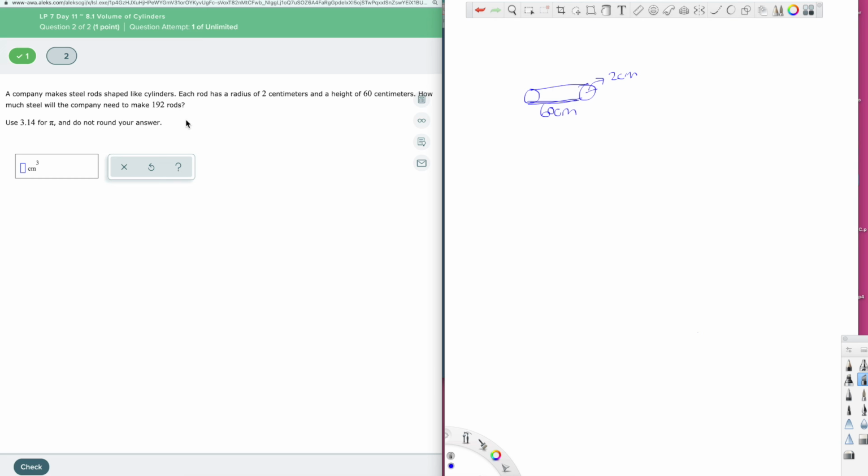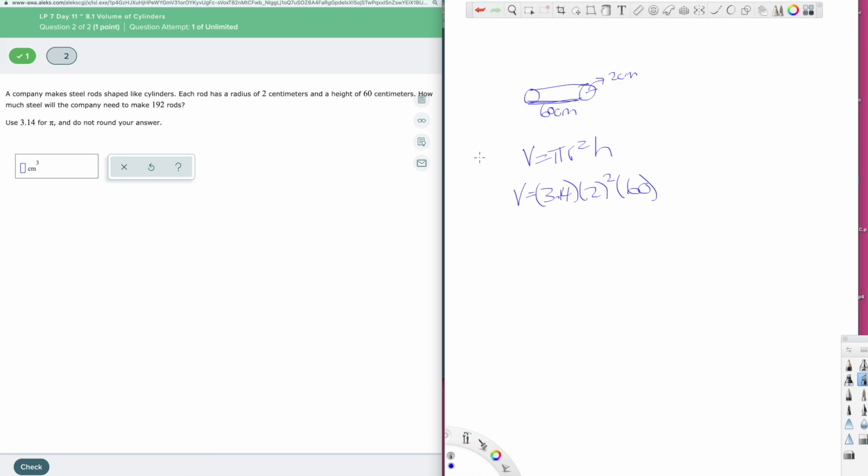So I'm going to need to use the volume. I need the volume to figure out how much total steel I need. I know how many I want to make. I know the radius and the height of this one. So I need the volume for this. So we're going to use pi r squared h again. Same formula as before. So I have volume equals 3.14, because that's what they asked me to use for pi. The radius is 2, that's squared, times the height, which is 60.